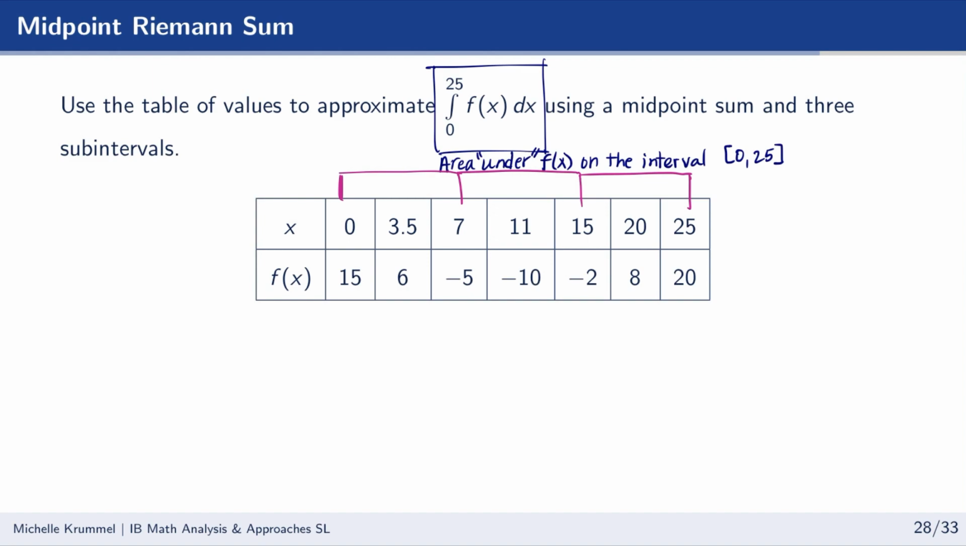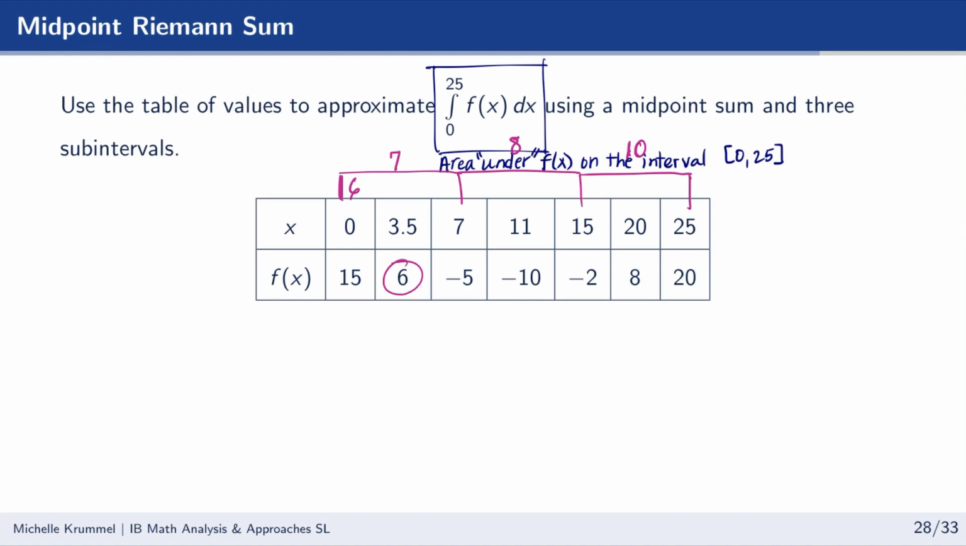Then from 0 to 7, that has a width of 7. From 7 to 15, that has a width of 8. And then from 15 to 25, that has a width of 10. Now, we're supposed to use a midpoint sum. And so if the interval starts at 0 and ends at 7, the midpoint of that interval would be 3.5. And thankfully, we have that value shown to us in the table, 3.5. So the midpoint value of the function is f of 3.5, or 6. That's what we're going to use for the height of our first rectangle.